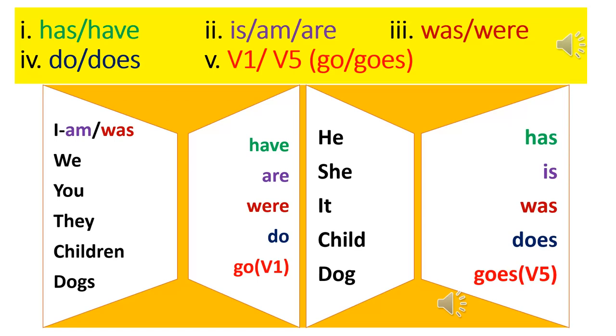Everybody. Come on. Do and does! 1, 2, 3, go. I do, we do, you do, they do, children do, dogs do. He does, she does, it does, child does, and dog does.